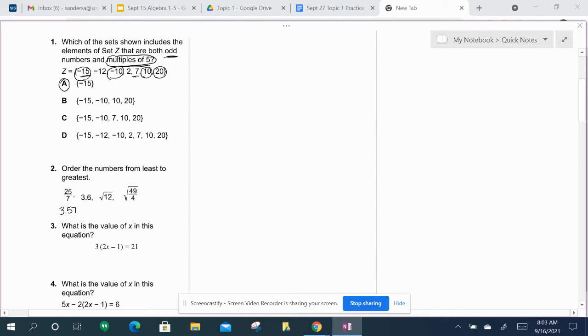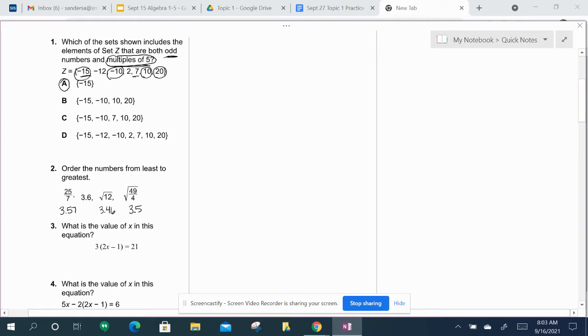The square root of 12, remember that square root is on the left-hand side, and we're going to have to hit second x squared to get that. And it turns out to be 3.46. And then finally, second x squared to get the square root of 49 divided by 4. And I get this answer is 3.5.